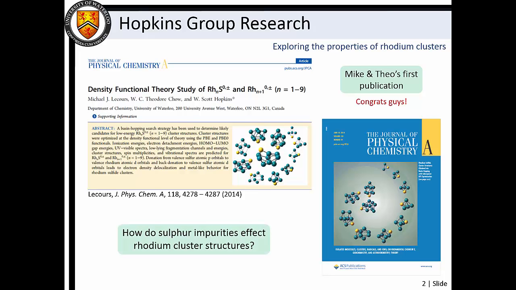The mission of this study was to see how sulfur impurities affect the structures and properties of rhodium clusters. This is a particularly pertinent question to ask because rhodium is a major constituent of the automobile three-way catalytic converter, and sulfur, which exists as an impurity in fuels, is a known catalyst poison.